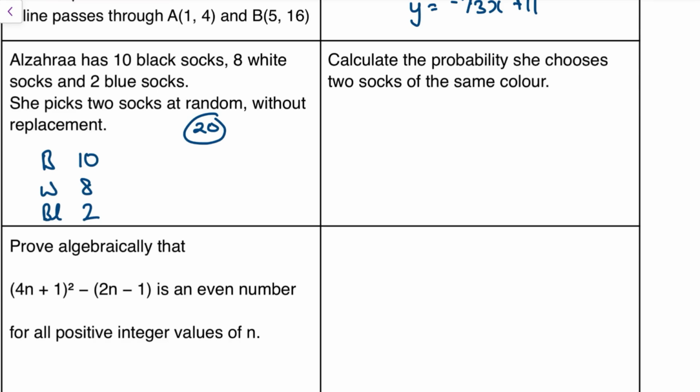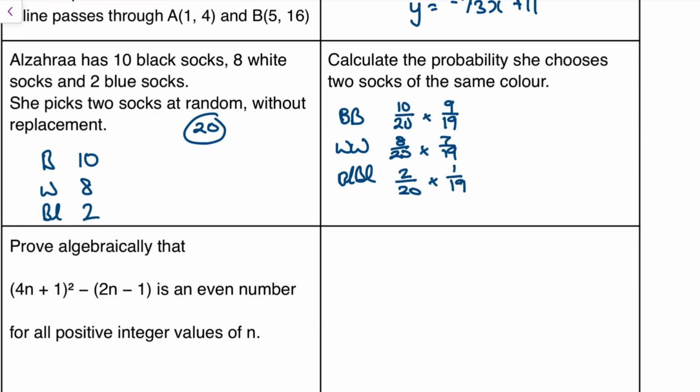Right, so we've done questions like this before, haven't we? It's going to be black and black, white and white, and blue and blue. Let's work these out. Black and black is going to be 10 over 20 times 9 over 19. One less sock, one less to choose from. White and white is going to be 8 over 20 times 7 over 19. You can see the denominators are always the same, which is crucial. And blue is 2 over 20 times 1 over 19.